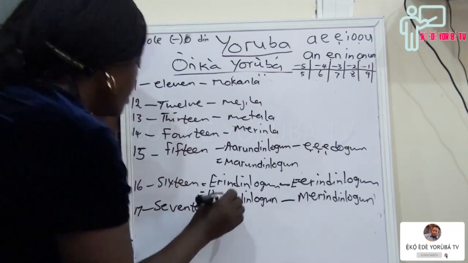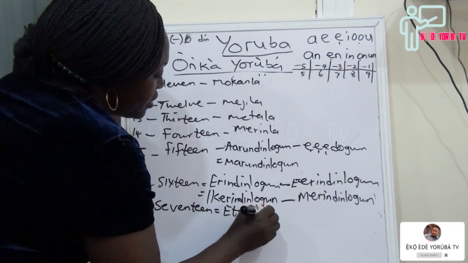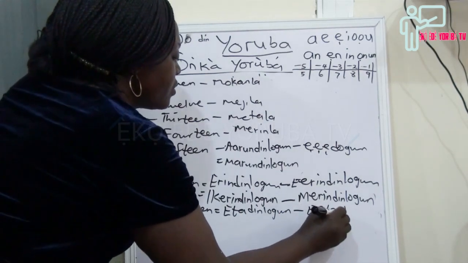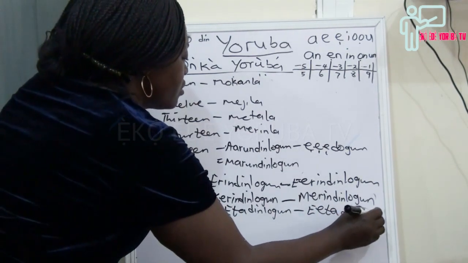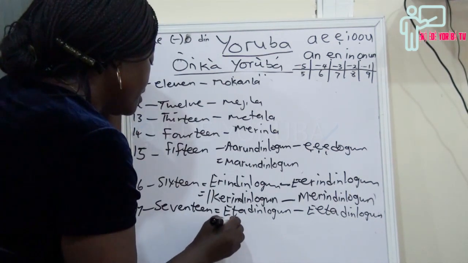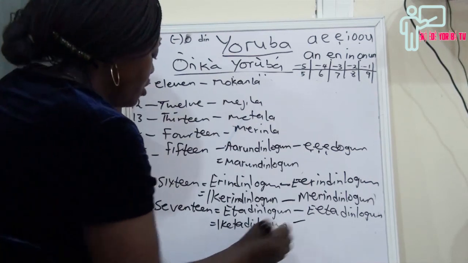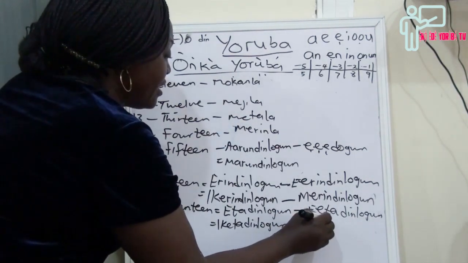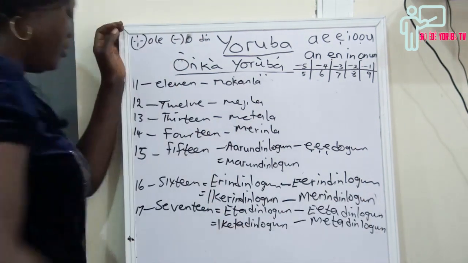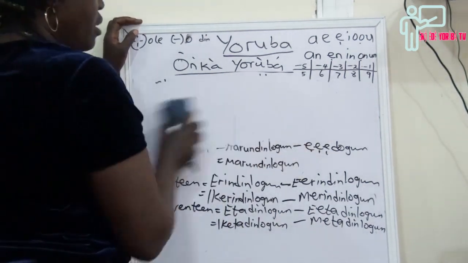So 17. You can say ẹ̀tàdínlógún, ìkẹtàdínlógún, or you also say mẹ́tàdínlógún. You see, so remains 18, 19. So I'm rubbing it off.